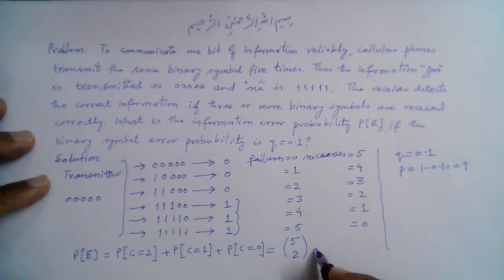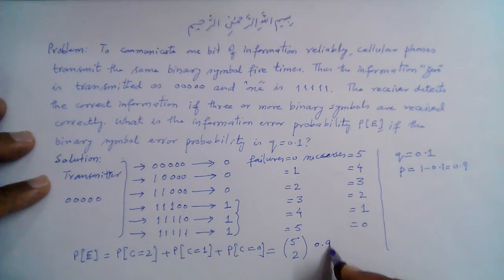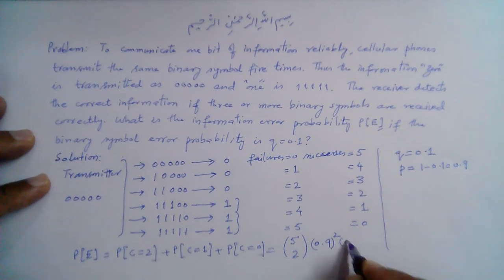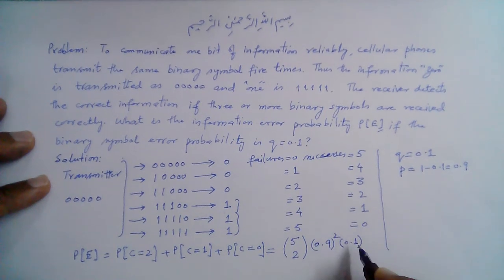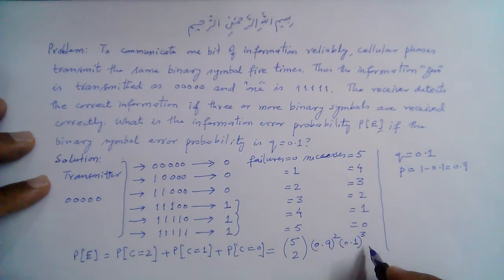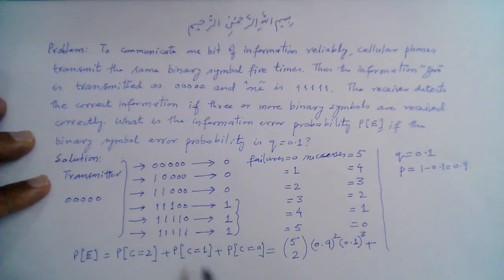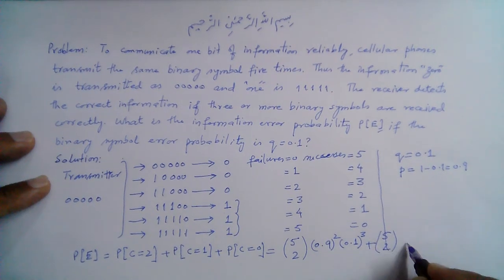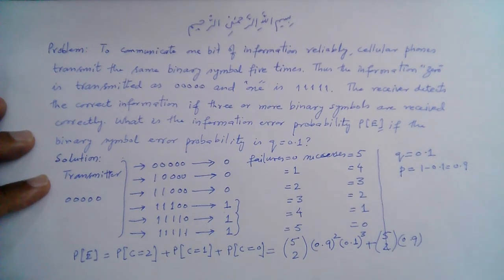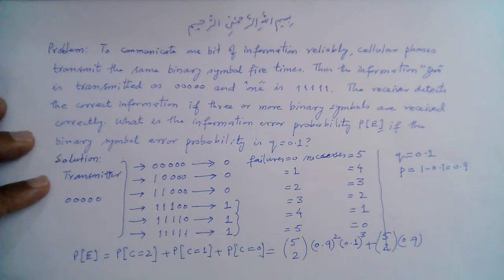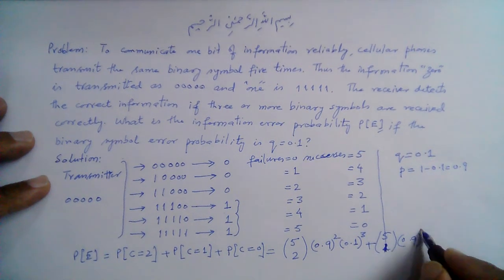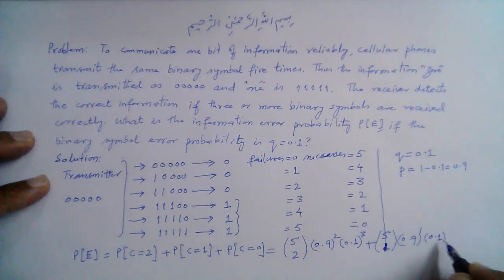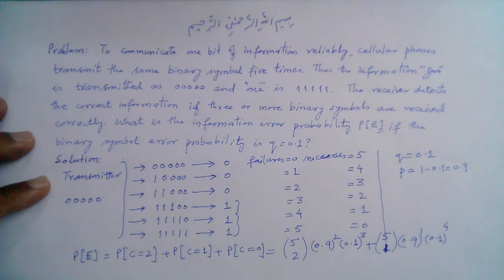So here, 0.9 raised to the power 2 and 0.1 raised to the power 5 minus 2, which is 3. Then this probability is given by again 5 choose, sorry, not 2 this time, the successes is 1, so this is 5 choose 1 here, right? So 0.9 raised to the power 1 and 0.1 raised to the power 5 minus 1, which is 4.